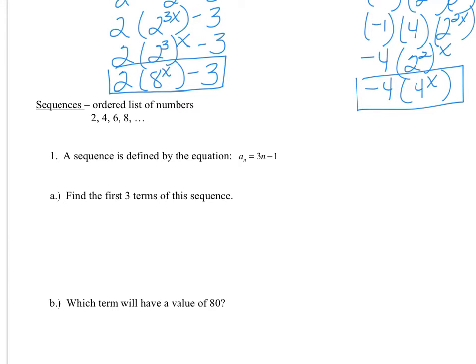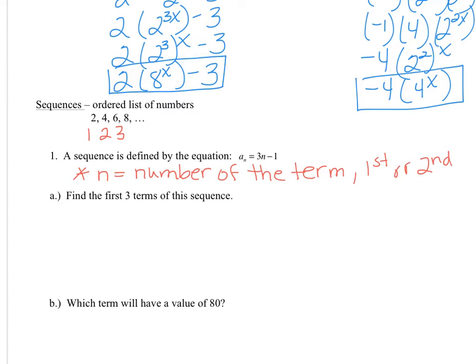So, what do I mean? Well, if you go back up to 2, 4, 6, 8, 2 is the first term. So he would be term number 1. 4 would be the second term, so he would be term number 2. 6 would be the third term. Do you see how this is going? Okay, so n stands for the number of the term. And then you could say like first or second or third, and so on.